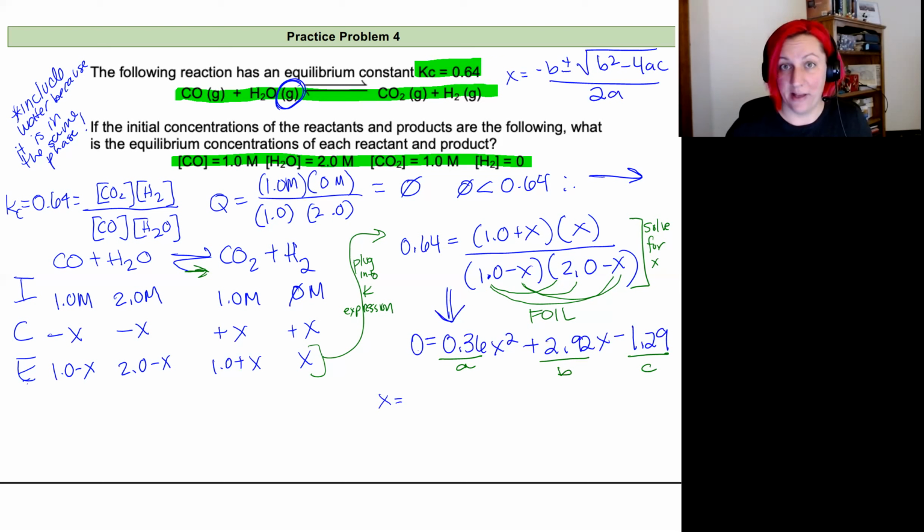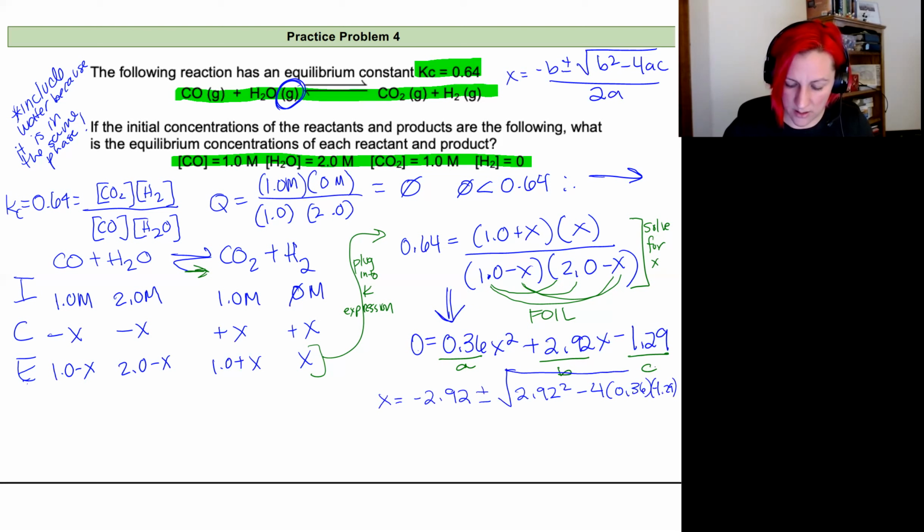So I'm going to plug in my values for that. I'm going to get something that looks like negative 2.92 plus or minus the square root of 2.92 squared minus 4 times 0.36 times, oh, I barely have room, negative 1.29. That's all square root. And that is divided by 2a, so it's going to be 2 times 0.36. Whew, that's a lot. So I'm going to plug this into my calculator once using a plus sign after the negative 2.92, and the second time using a negative sign.